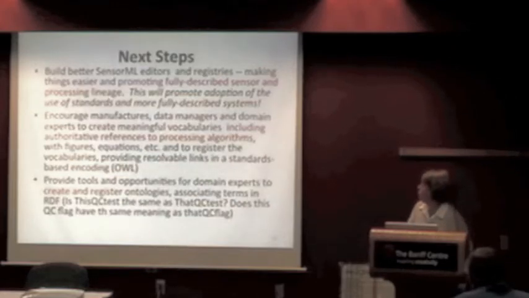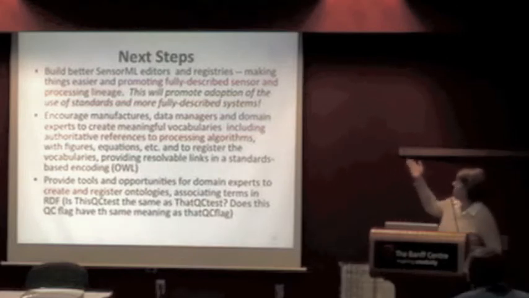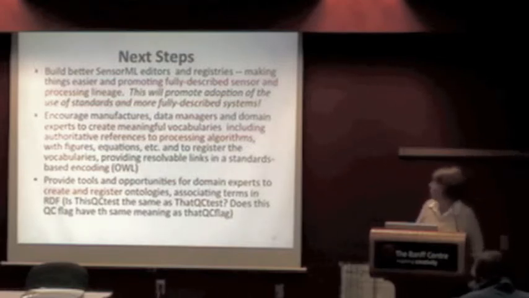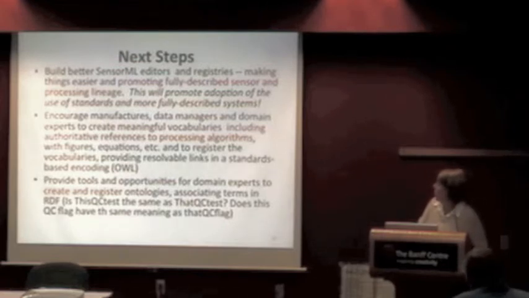I don't have time to go through this, but we need to work on a better SensorML editor. We need sensor registries, as we heard earlier. We need to promote fully describing process lineage and sensor descriptions. We need to work with domain experts to create meaningful vocabularies, include authoritative references, and to register these so they can be used to build ontologies.